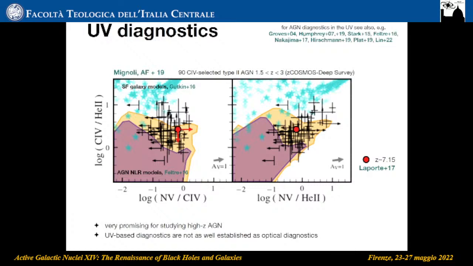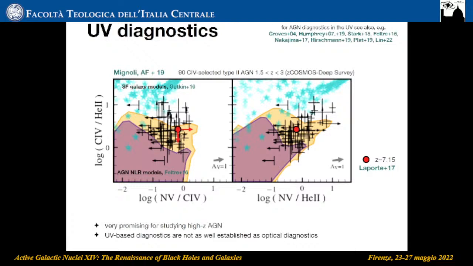So in recent years, there has been a lot of attention on these UV line ratios, which seem to be quite good tracers of hard ionizing sources such as AGN and shocks. You can see an example of a UV diagnostic diagram here, in which we have AGN selected on the strength of the carbon IV line, and these orange and purple areas are predictions from photoionization models. This diagram has recently been applied to many targets in the literature up to redshift 7. So they are very promising.